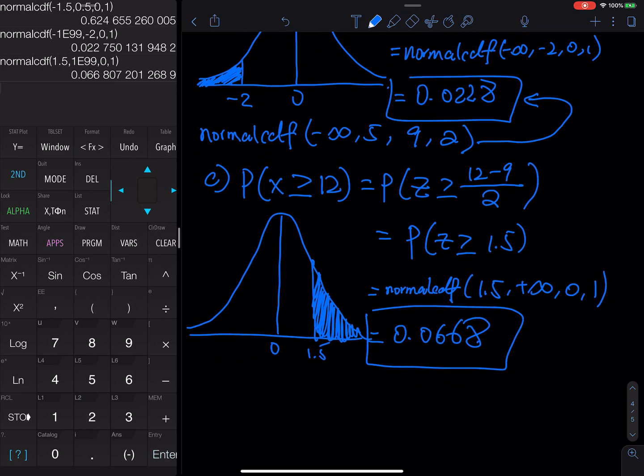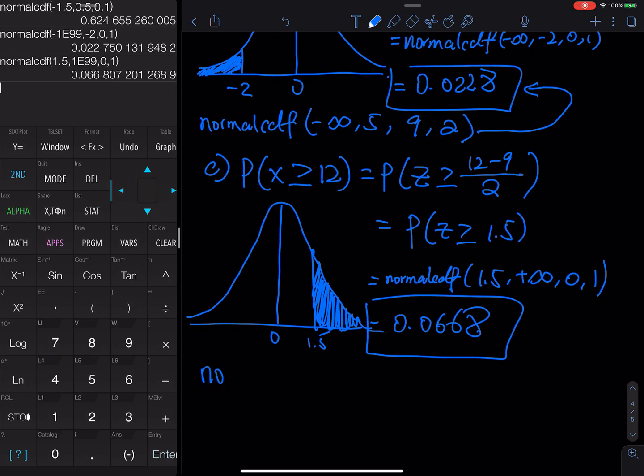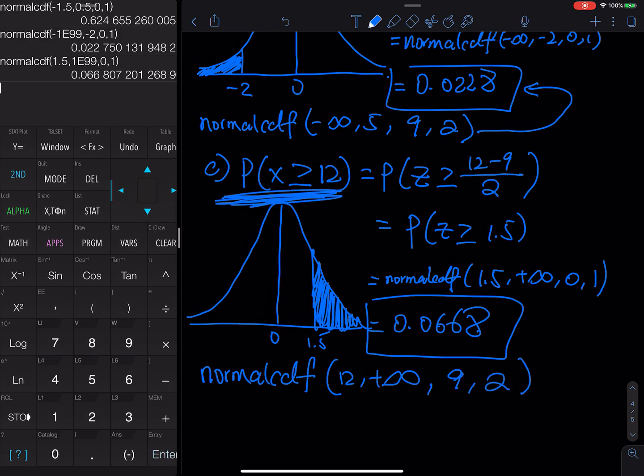That is the area. The one-step command is normal CDF. We start from 12, so that is 12 to positive infinity. The mean is not 0. The mean is 9. The standard deviation is 2, because this 12 is before standardization.